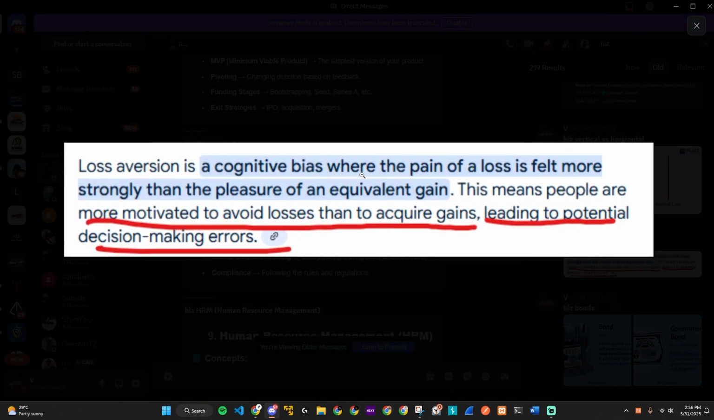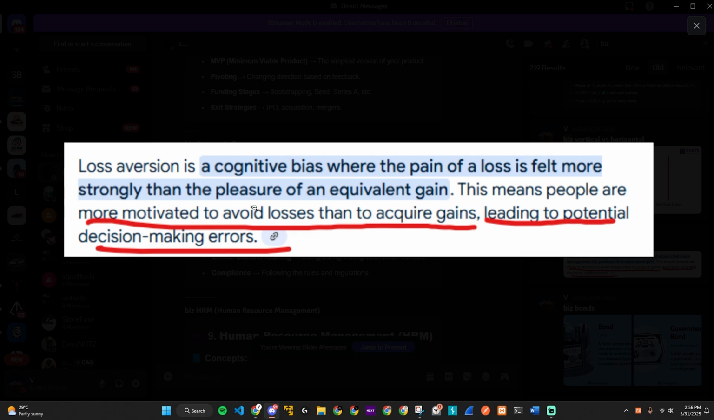Loss aversion is a cognitive bias where the pain of a loss is felt more strongly than the pleasure of an equivalent gain, right? This means people are more motivated to avoid losses than to acquire gains, leading to potential decision-making errors. Right.